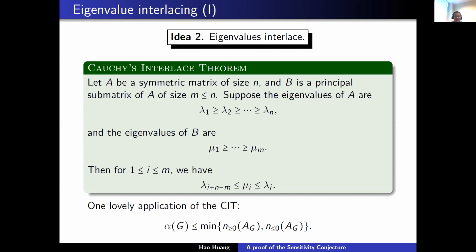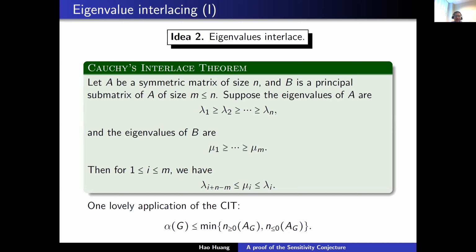So from Cauchy's interlace theorem, we know that the alpha-th largest eigenvalue of the big matrix is non-negative. So there are at least alpha non-negative eigenvalues. You can do the same proof and you get the other upper bound. From this result, you can already prove some nice combinatorial theorems, like the Erdős-Corrádi theorem.